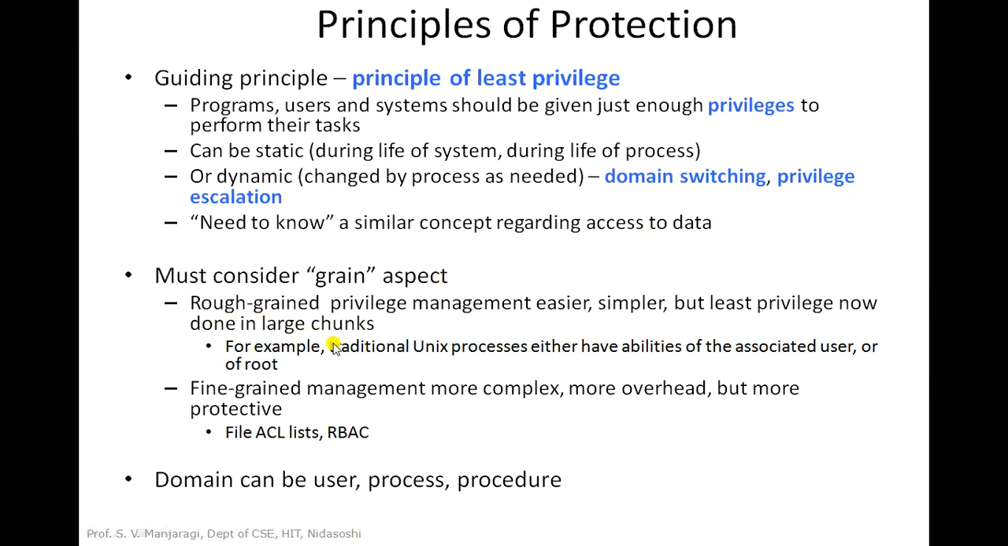Here we must consider an aspect called the grain aspect. There are two kinds of grains, the two types of grain privileges. One is called rough grain privilege, second one is fine grain privilege. The rough grain privilege management is easier, simpler, but least privilege is now done in large chunks. For example, if we take a traditional Unix process, either they have the abilities of the associated user or the root.